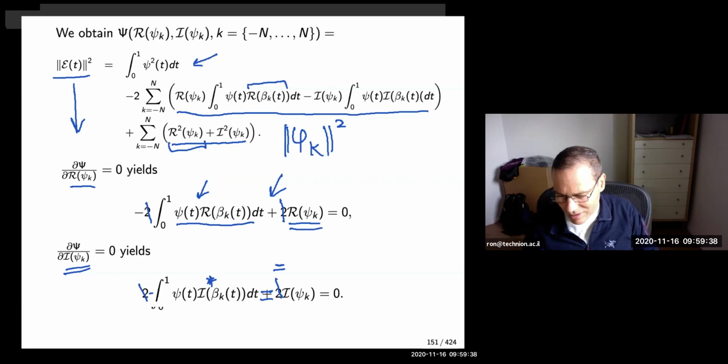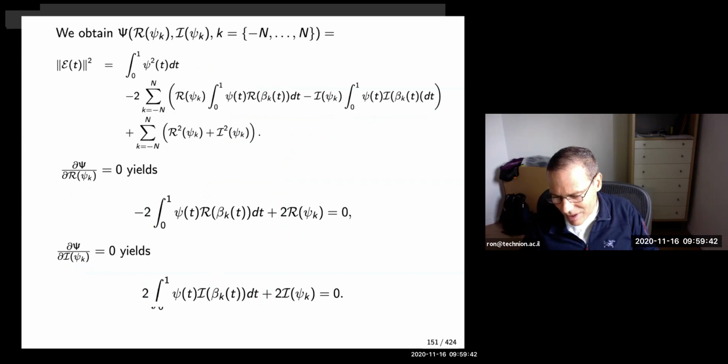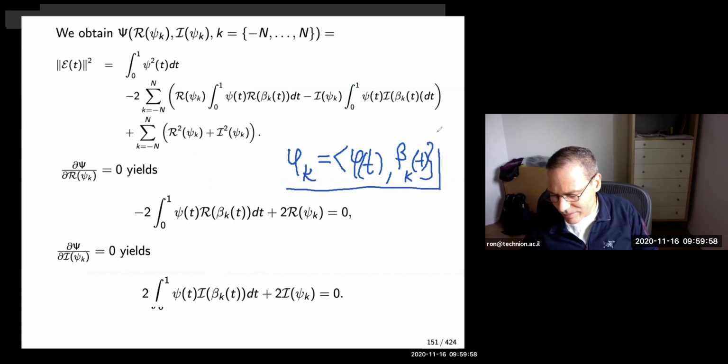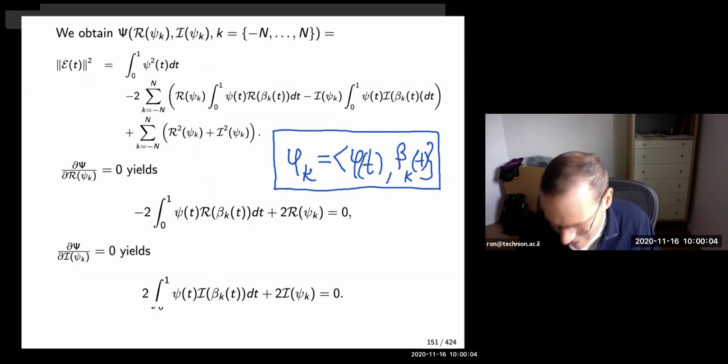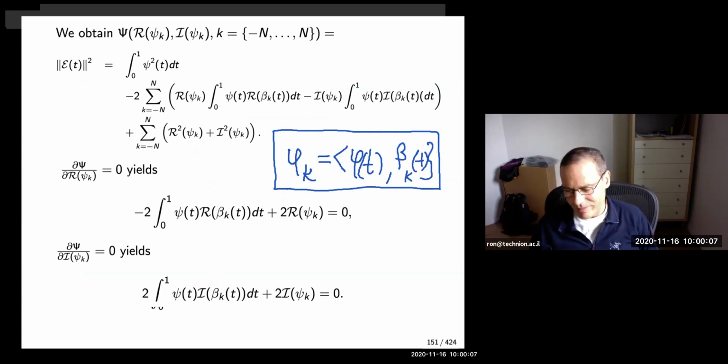So in fact, what we end up with is that my psi k is equal to nothing but the inner product between my psi of t and my beta k functions, which was exactly what Liran suggested at the beginning, but still we had to do this exercise for complex numbers.